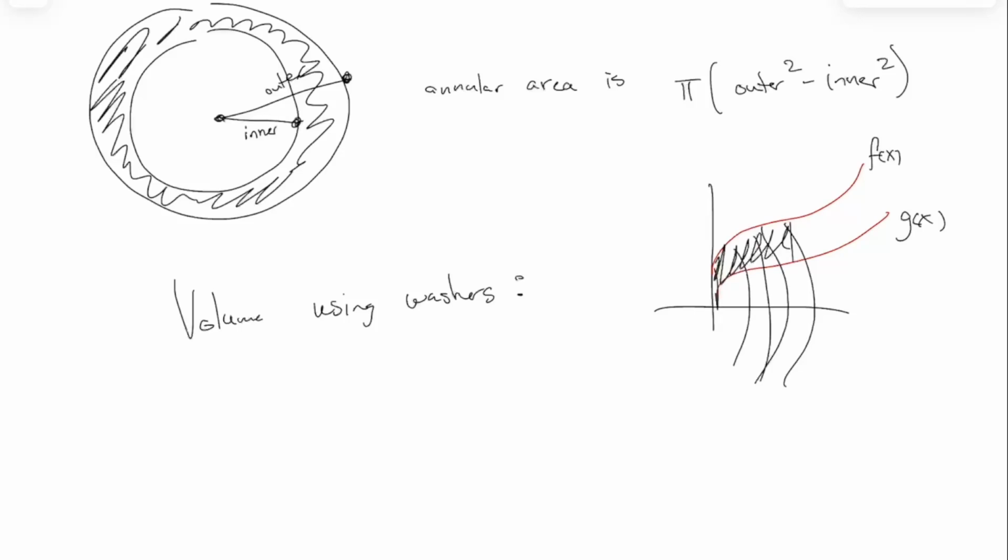If you just think about which of these represents the outer radius and the inner, well, on this picture, the f of x is the outer because that's the higher up, and the g of x is inner. And so the volume using washers for this kind of picture would be pi times the integral from a to b of f of x squared minus g of x squared. This is the outer radius squared minus the inner radius squared. Right? It's the outer squared minus the inner squared. This is how I usually think about this formula.